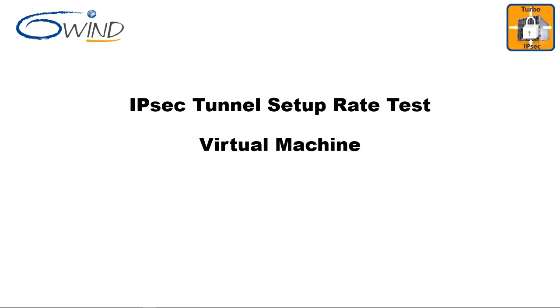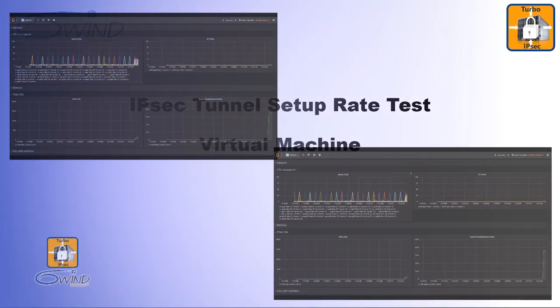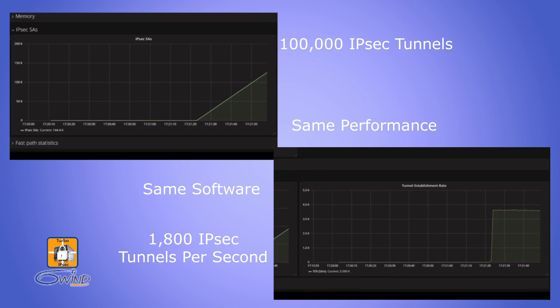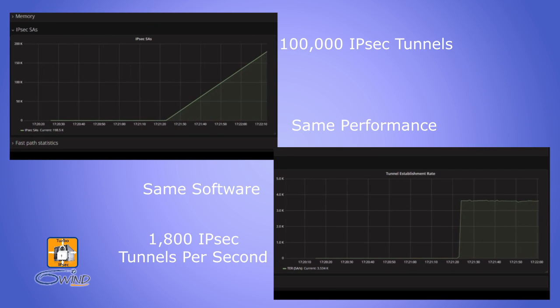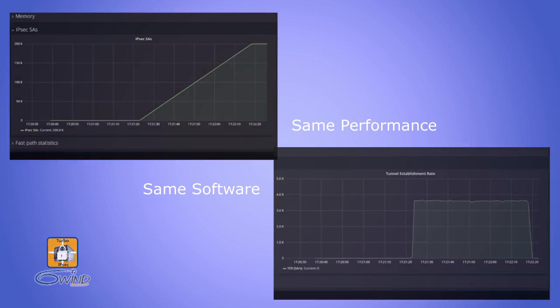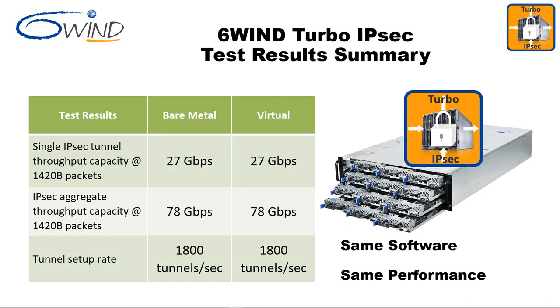Now we do the same test with 6WIND Turbo IPsec in a virtual machine, and we get the same results as in bare metal with the same software. In summary, we've shown 6WIND Turbo IPsec scales and performs beyond 40 gig. The table confirms the same software delivers the same performance whether deployed on bare metal or as a virtual machine.